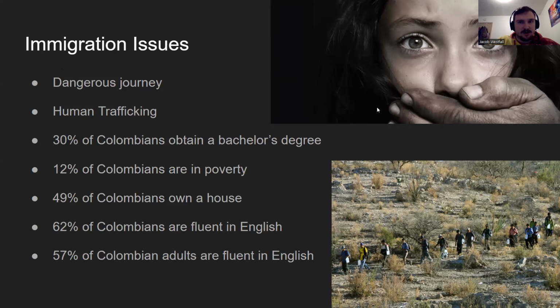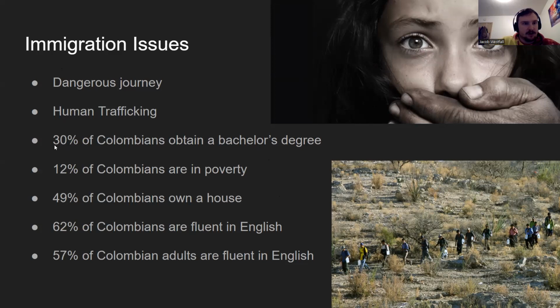and then another one is human trafficking. So human trafficking is a problem for Colombia. They pose as travel groups offering immigration to the United States, and then they kidnap and sell people into slavery. So this is an issue you could run into very easily if you're trying to immigrate out of Colombia.